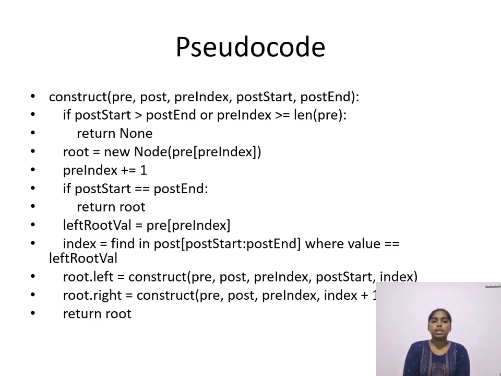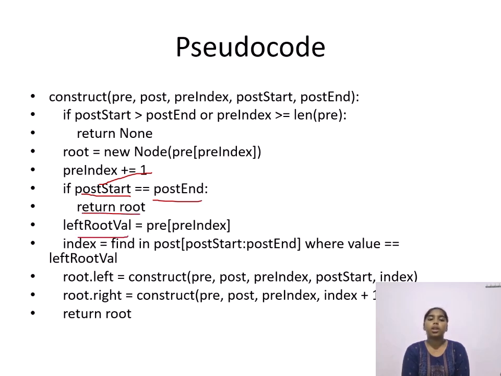Pseudocode: construct(pre, post, pre-index, post-start, post-end). If post-start is greater than post-end or pre-index is greater than or equal to the length of pre, return none. Root is equal to a new node with pre of pre-index, and pre-index plus equals 1. If post-start is equal to post-end, return root.